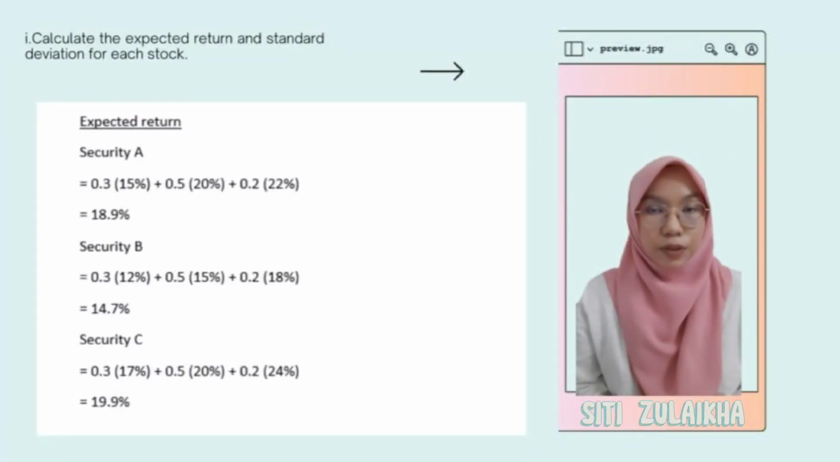For case 1, Roman, it requires us to calculate the expected return and standard deviation for each stock. The expected return is derived from multiplying the probability with estimated return. For security A, the expected return is 18.9%, security B 14.7%, and security C 19.9%. From the calculation shown, we can see security C has the highest expected return compared to security A and B.